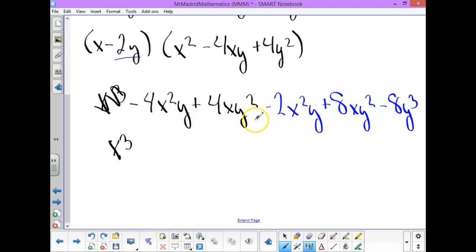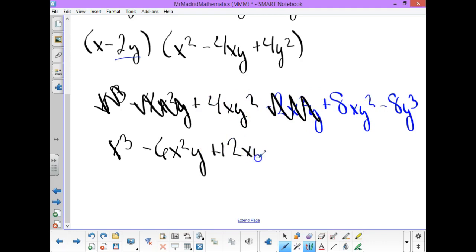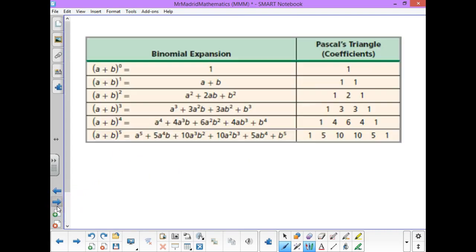Found it. So he's got a minus 4, he's got a minus 2, so I get a minus 6x squared y. Next, I'm looking for xy squared, so that's a plus 12xy squared. Lastly, I'm left with 8y cubed. Done and done. You might want to take one last look to see if you can simplify further, but that's not the case here.